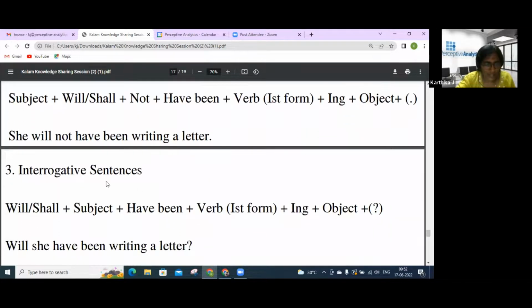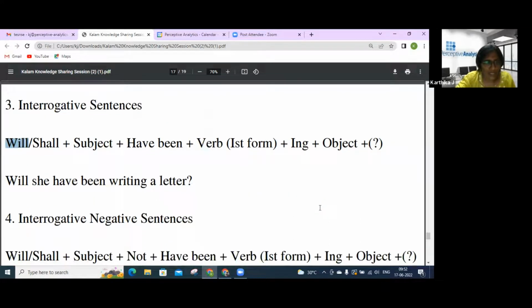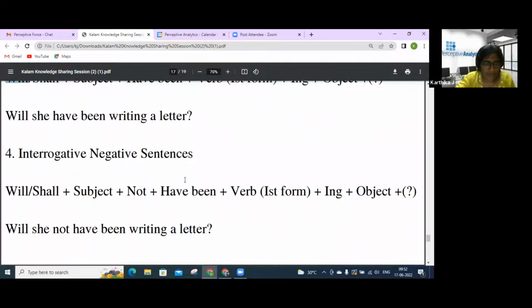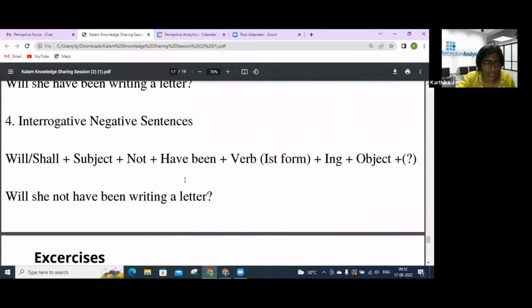And the next one is interrogative. We have to add the helping word in the front: will or shall plus subject plus have been plus first form verb plus ing. Will she have been writing a letter? If it is interrogative and negative, we have to use not plus the helping word. Will she have not been writing a letter?